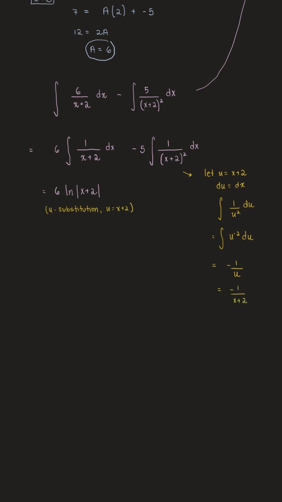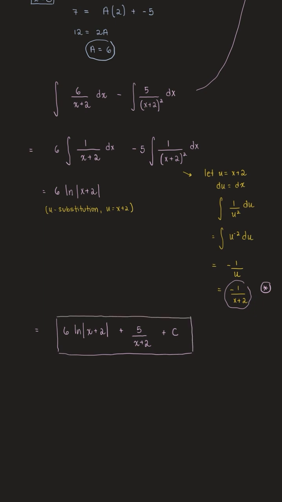So we're ready to write our final answer, which is, from the first integral, 6 times the natural log absolute value of x + 2. And then we have a negative 5 times a negative from here, so plus 5 over x + 2. I'm using what we already found from our u substitution, and then plus our arbitrary constant C. And there is our final solution.